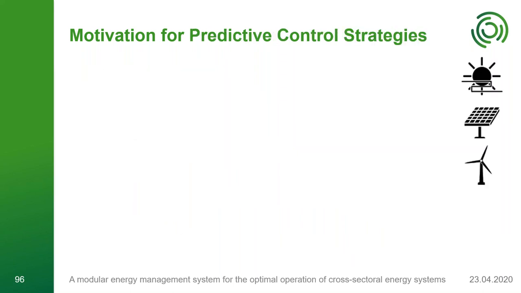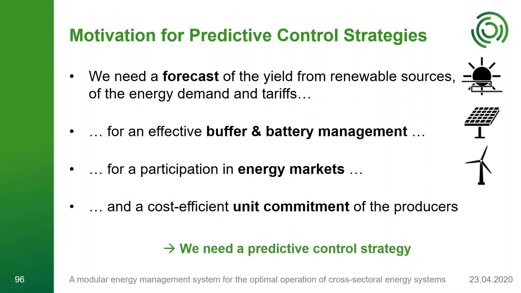What's very important about this system is that it doesn't only know all of the sectors, it also needs to know about the future, or at least have a vision of the future. So we need forecasts, not only of the yield from renewable resources, but also of the energy demand and the energy tariffs, so that we can do effective buffer and battery management, participate in the energy markets with good knowledge of what we are doing, and define a good, cost-efficient unit commitment of the producers that we have: the CHP plants, the gas boilers, the heat pumps, whatever. So we need a predictive control strategy to operate our system.